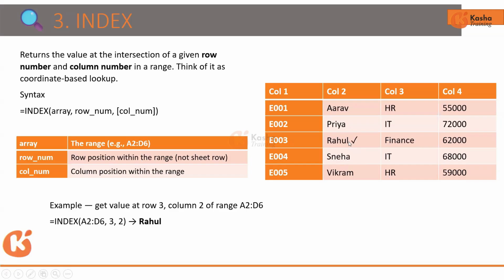So here it's giving Rahul. So you can see it is giving Rahul. What they have done is INDEX, which is A2 to D6, which is this range. This is the third value, so this is 1, 2, 3. But then you want column 2. So this is column 2 here. So it is giving you Rahul. So that is how we do INDEX.